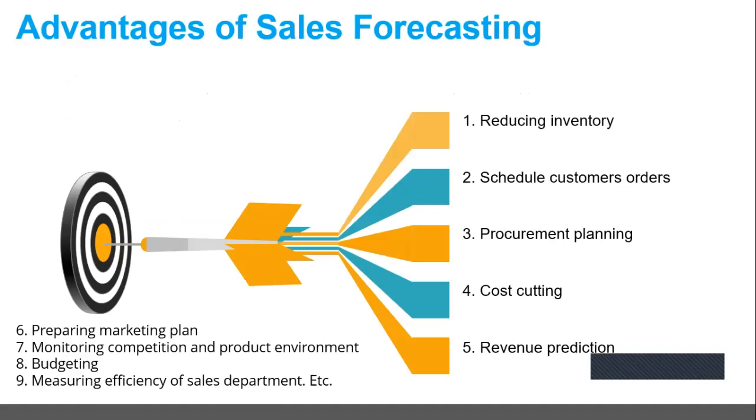It is used in preparing a comprehensive marketing plan. It helps in allocating the marketing resources. It helps in monitoring the competition and the product environment. It is the basis of sound budgeting. It is useful for measuring the efficiency of the sales department. It is useful for planning personal selling, advertising, warehouse arrangements, etc. It helps to allocate sales quota for each salesman.